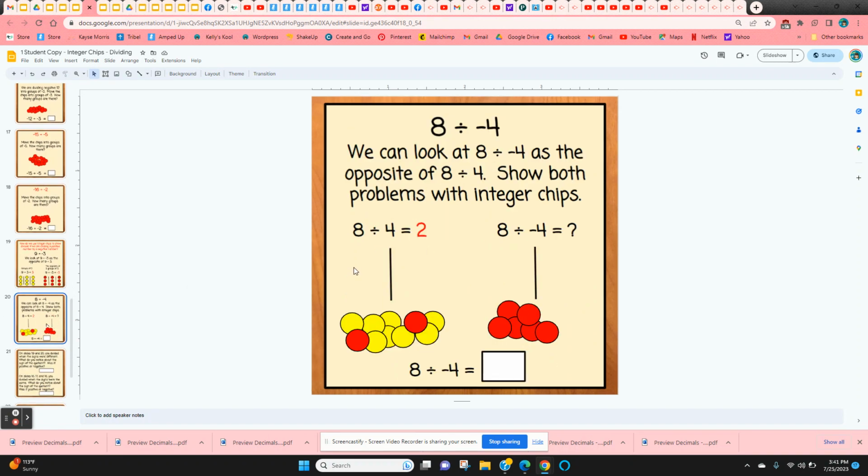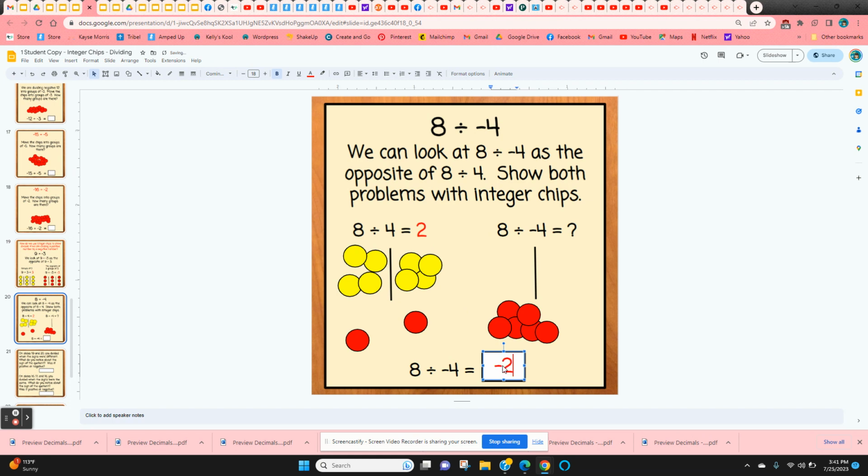I'm going to show this on the next slide. So 8 divided by 4. We're going to divide our 8 into groups of 4. And there are 2 groups. So our answer is 2. 8 divided by negative 4 would be the opposite of 8 divided by 4. So we know our answer is going to be negative 2. And they could put these into place if they want.